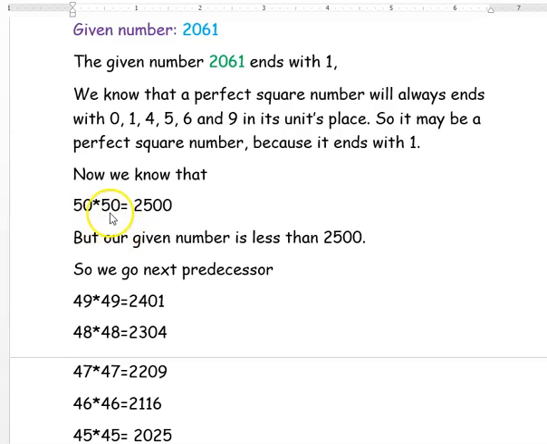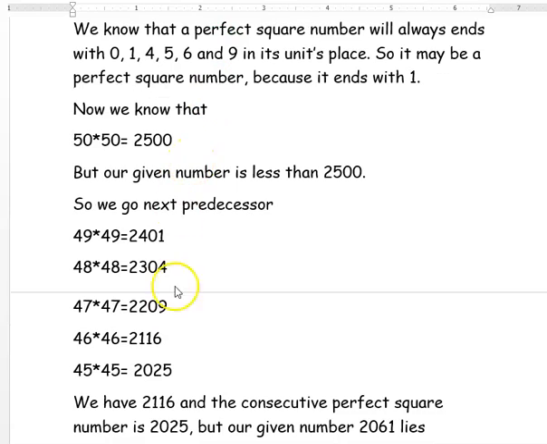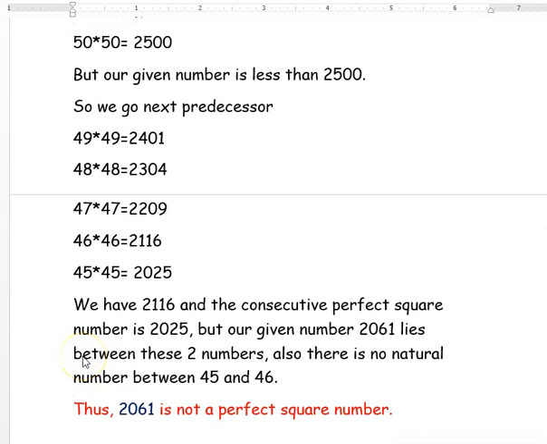Now we know that 50 into 50 is 2500. But our given number is less than 2500. So now we go to the predecessor. 49 into 49 is 2401. 48 into 48 is 2304. In the same way, 45 into 45 is 2025 and 46 into 46 is 2116. So our given number 2061 lies between these two numbers. 45 and 46 are two consecutive numbers, so there is no natural number in between. Thus we conclude that 2061 is not a perfect square number.